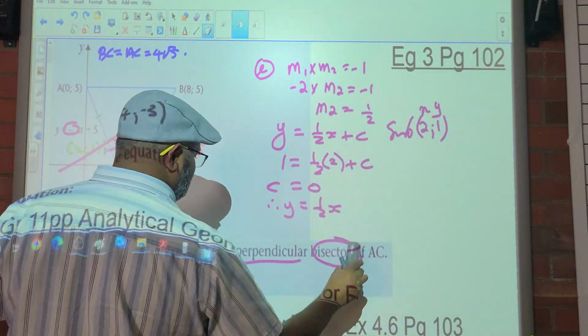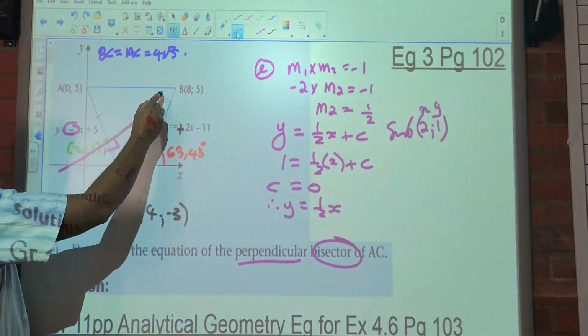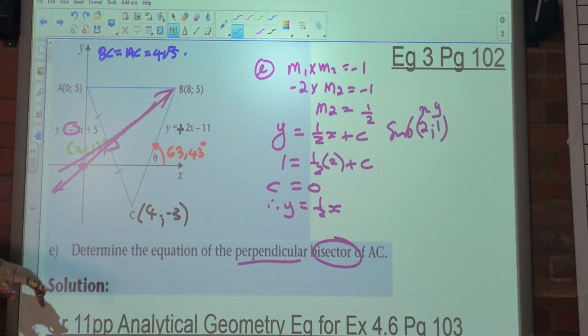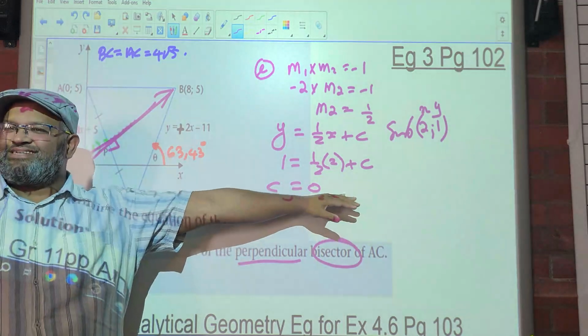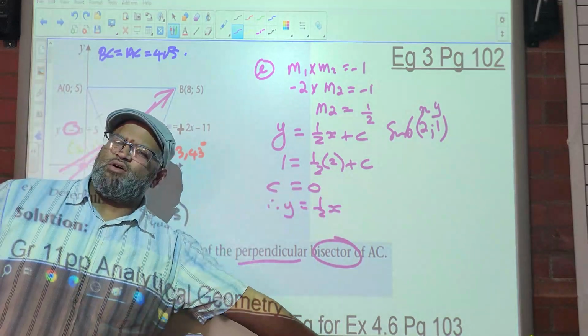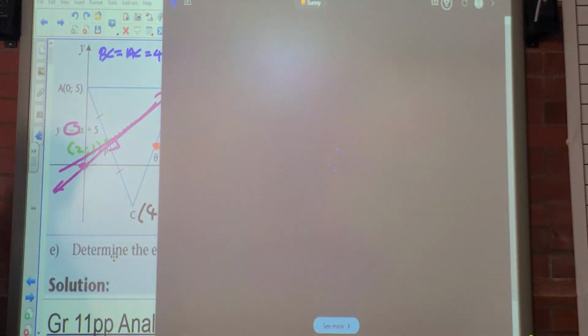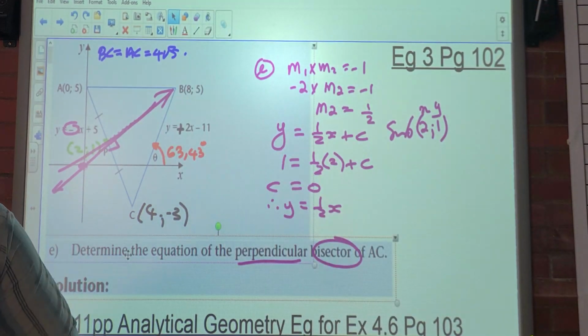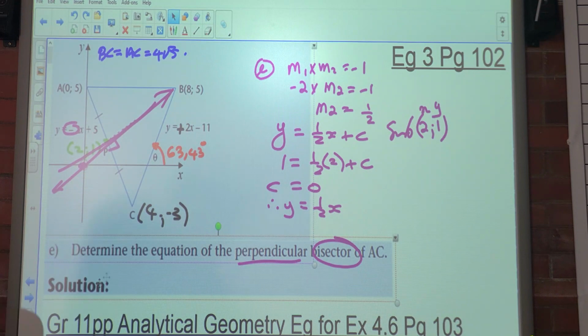y is equal to half x. So this line here is actually going through the origin. How do I know that? Because your c value is 0. Your c value is normally your y-intercept. Alright. People, any confusion there?